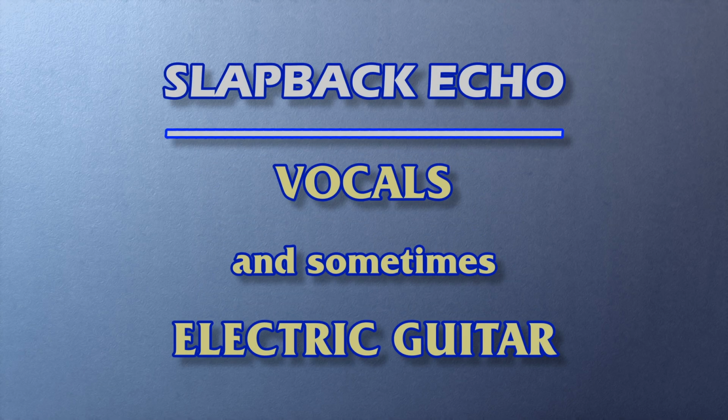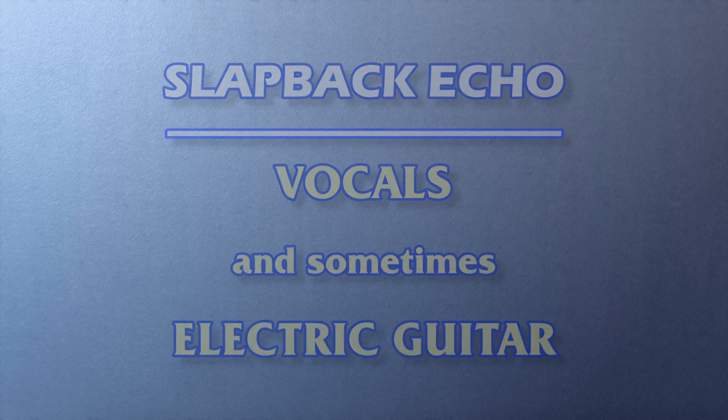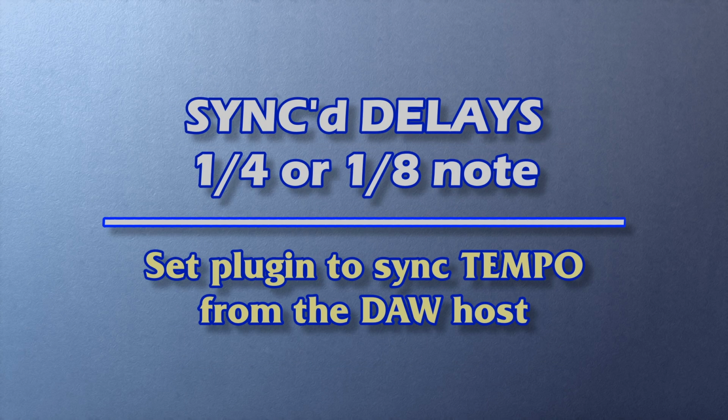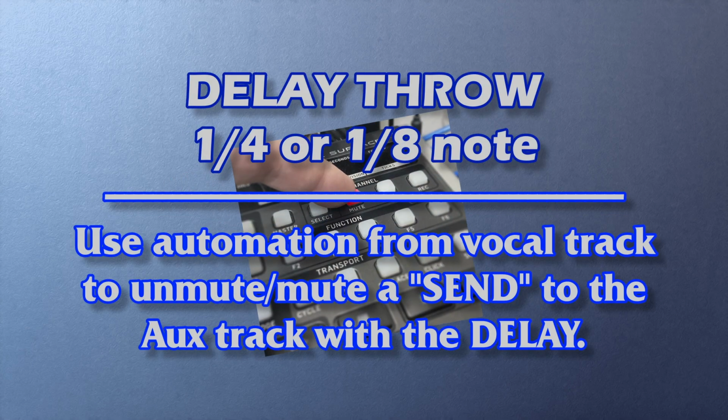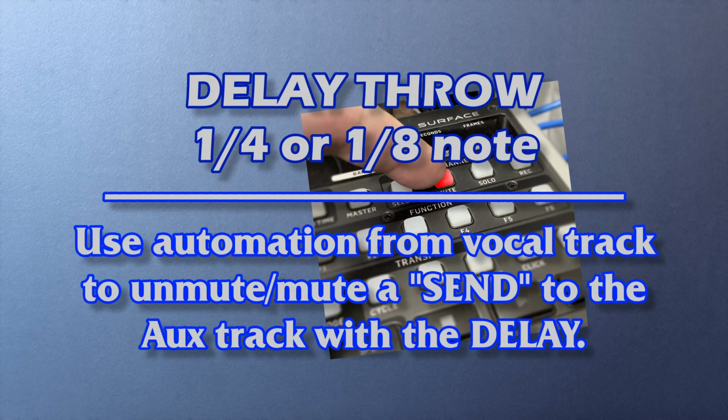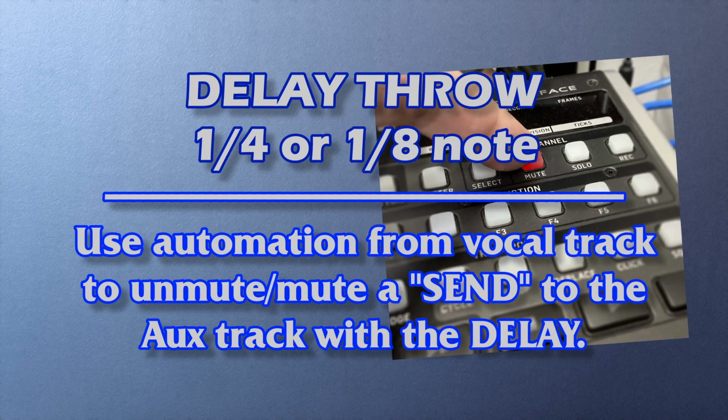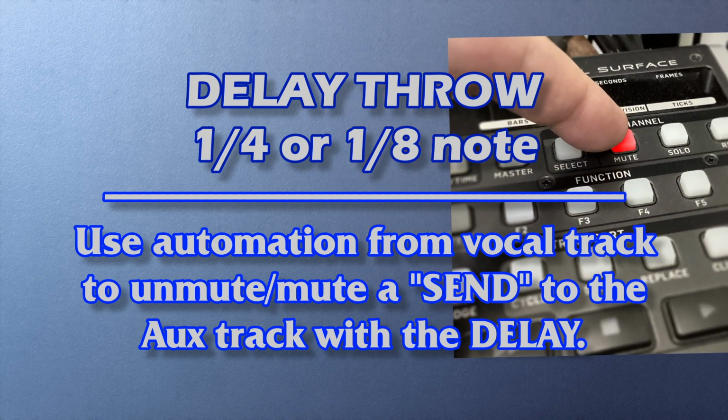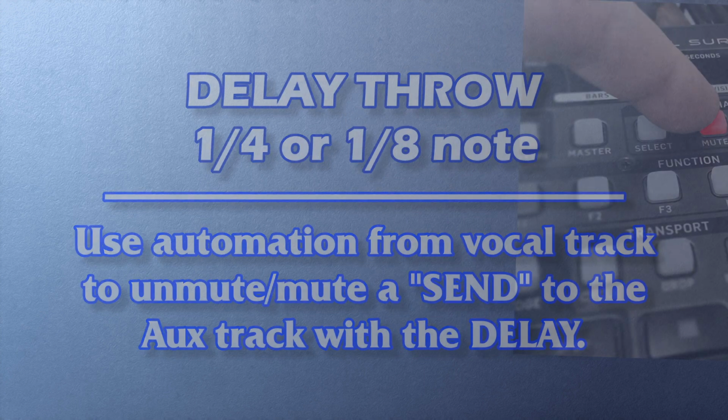A short slapback echo is common for vocal tracks. Longer delays can be set to sync with the song tempo for perfect quarter note or eighth note delays, which are great for a delay throw. Use automation to send just the last word or syllable of a line to a quarter note delay for a great effect to fill up space between lines or sections of a song.